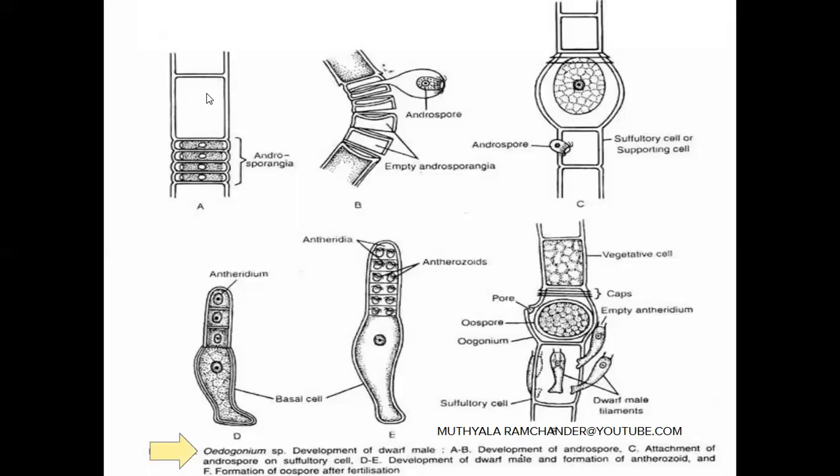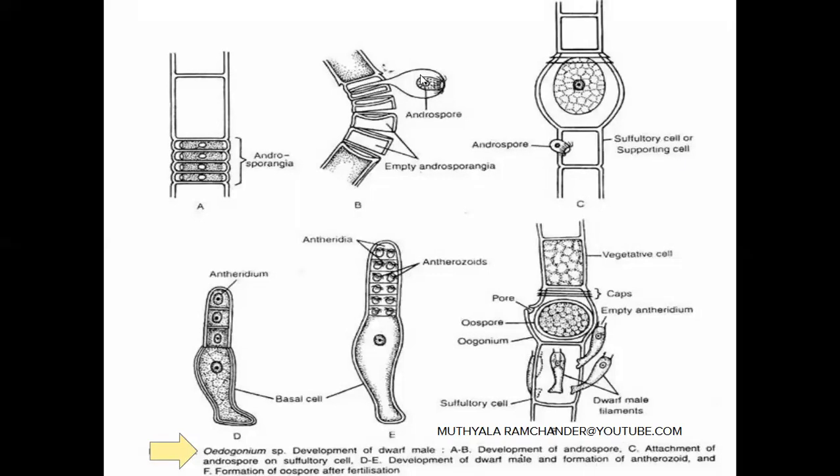Initially, capsules are produced antherozoids. The androsporangia produce androspores. The androspores are released from the antheridium. They freely swim in water and attach at the basal part of the oogonium. What is the basal part of the oogonium? The suffultatory cell, or supporting cell.